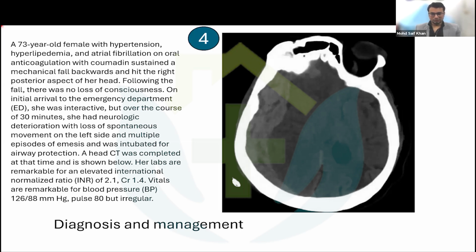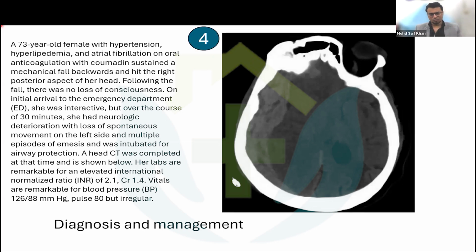So how will you reverse the anticoagulation with the coumadin? Vitamin K, sir. Vitamin K, PCC, and transfusion of FFP, because we need it fast. Yes, PCC is very good. Vitamin K will delay. Yes, we need it urgently. PCC, yes, you're right.